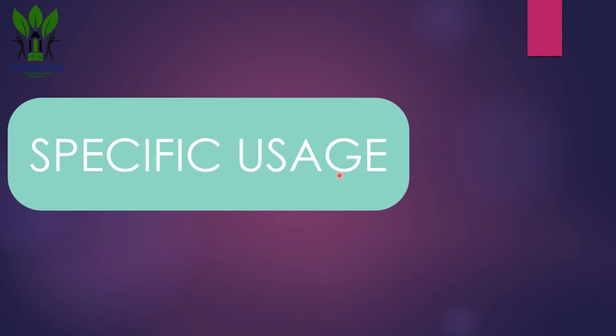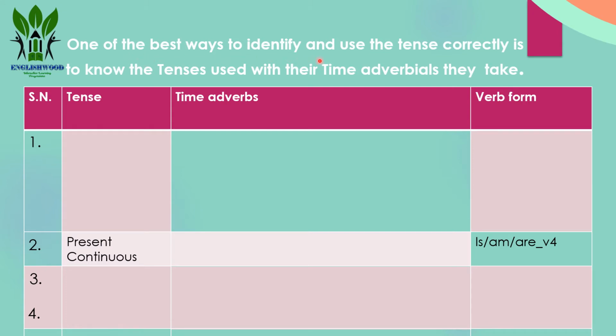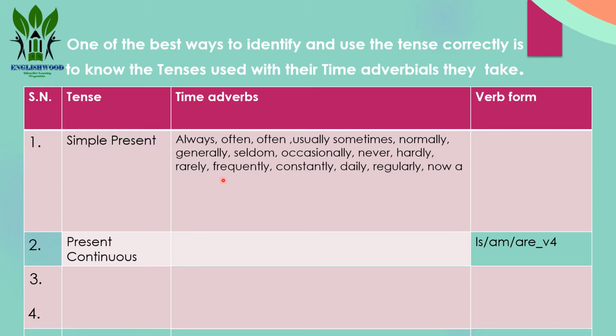Now let's talk about the specific uses, which is very important to identify the tense and to use the tense correctly. One of the best ways to use the tense correctly is to know the tenses used with their time adverbials. For example, in simple present tense the time adverbials used are always, often, usually, sometimes, normally, generally, seldom, occasionally, never, hardly, rarely, frequently, constantly, daily, regularly, nowadays, every day, every week, every year, every month. These are some of the time adverbs.